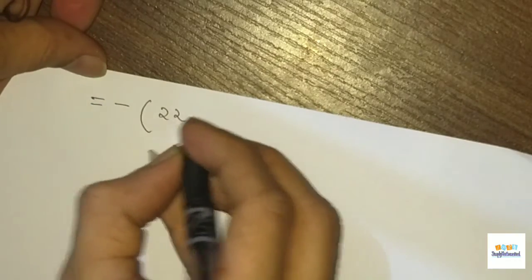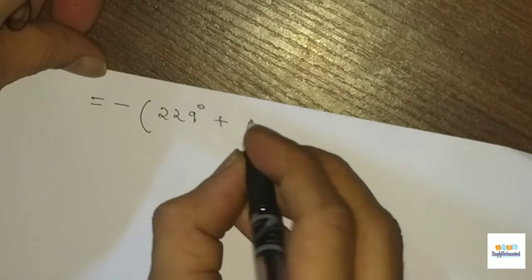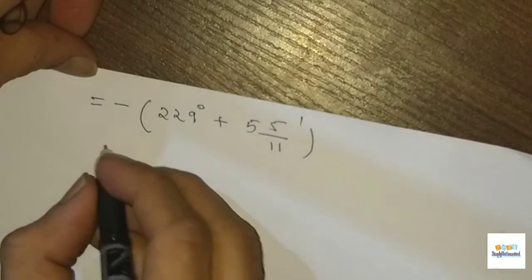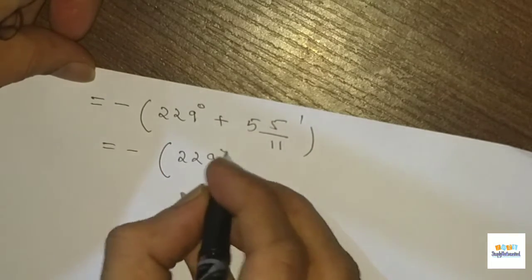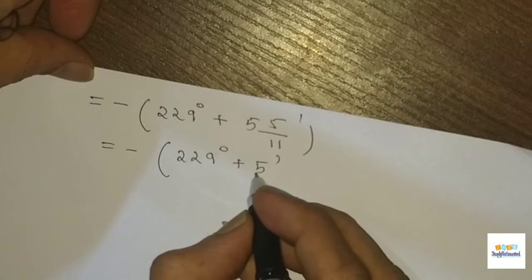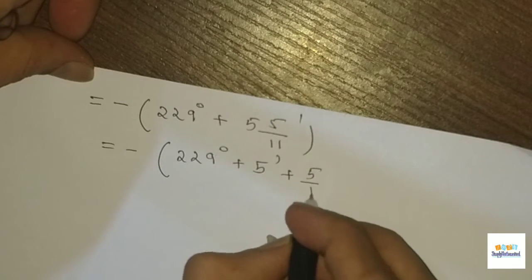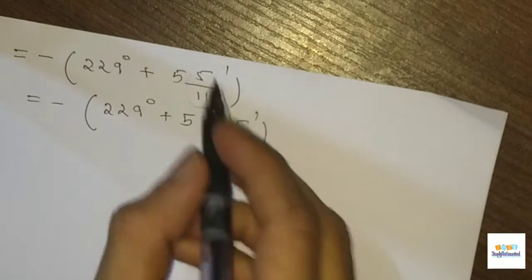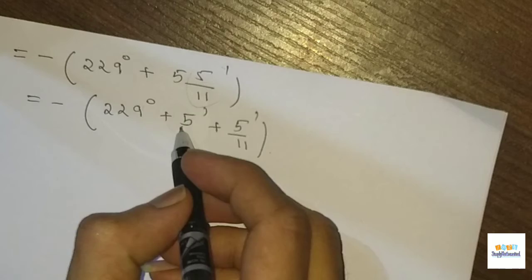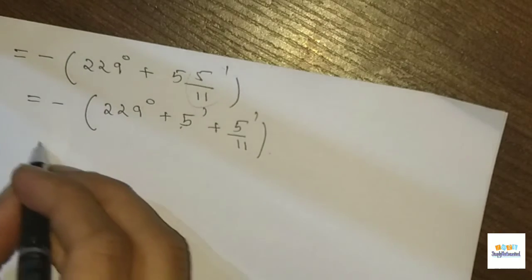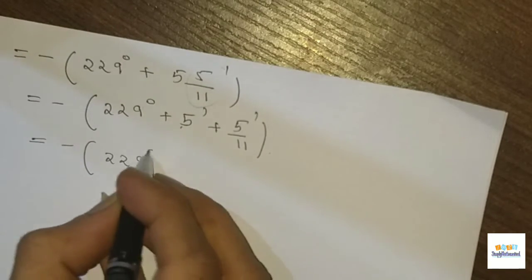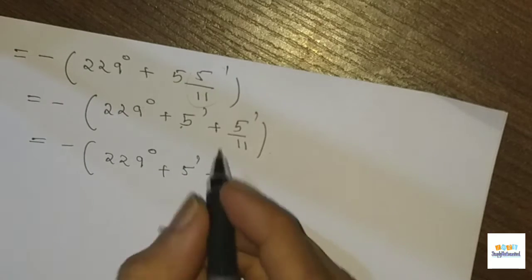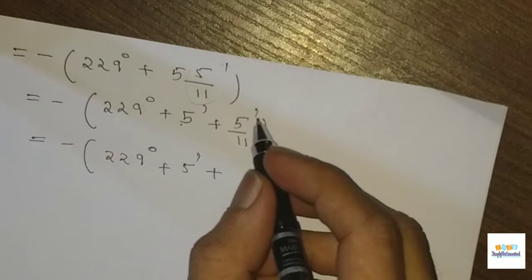So we will get, see we had minus 229 degree plus 5 by 11 minutes. So we can write it as minus 229 degree plus 5 minutes plus 5 by 11 minutes. I am writing the fractional part by adding the fractional part to the integer part. So this is equal to minus 229 degree plus 5 minutes plus 5 by 11 minutes.